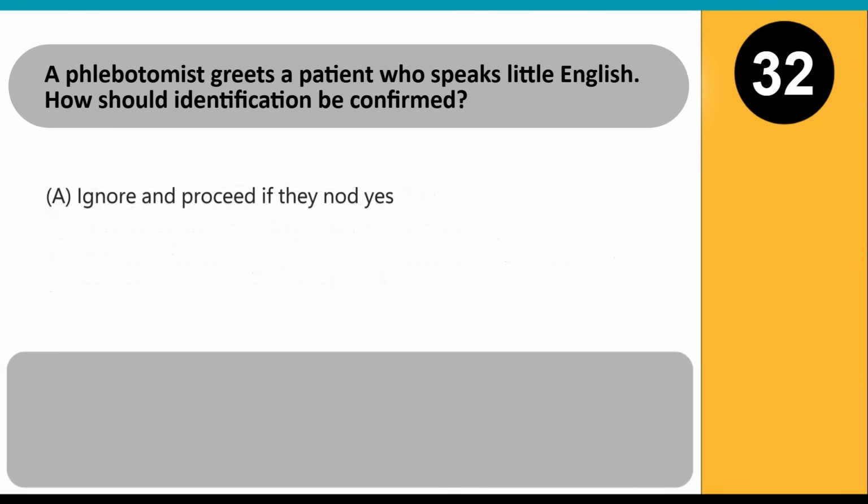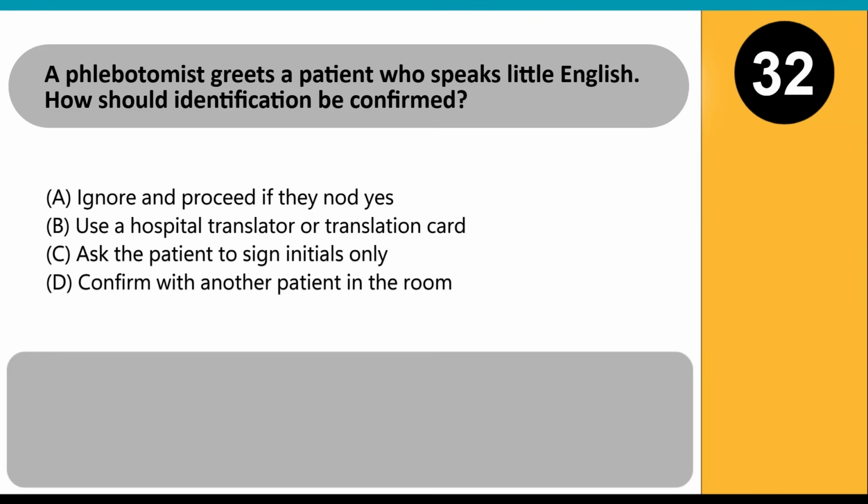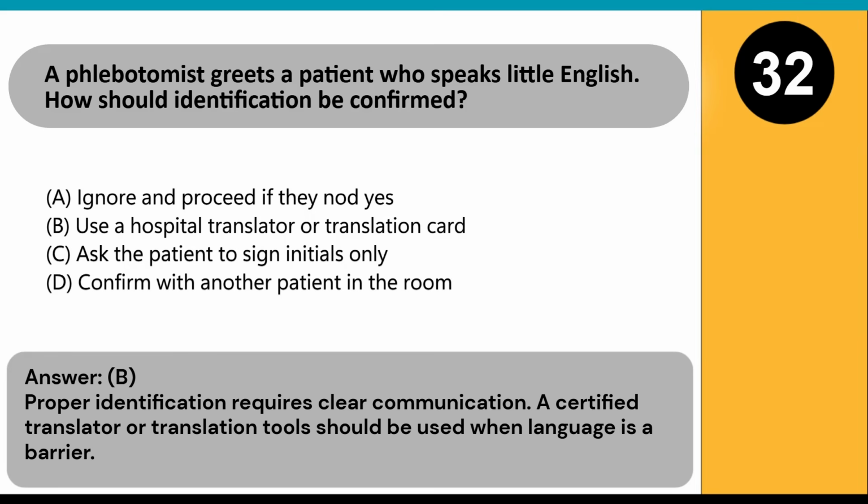A phlebotomist greets a patient who speaks little English. How should identification be confirmed? A. Ignore and proceed if they nod yes. B. Use a hospital translator or translation card. C. Ask the patient to sign initials only. D. Confirm with another patient in the room. Answer B. Proper identification requires clear communication. A certified translator or translation tools should be used when language is a barrier.